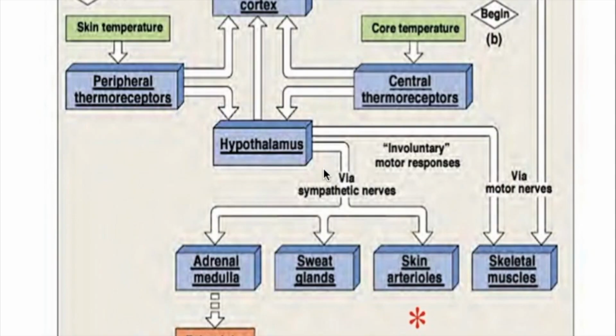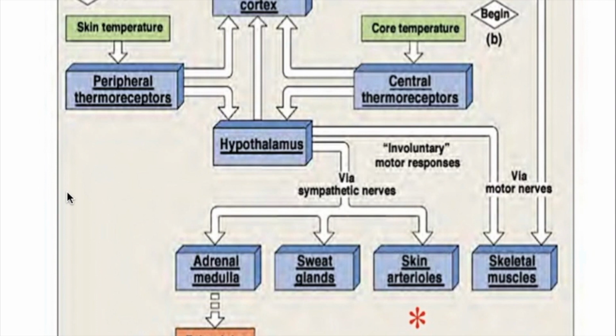So far, you have covered how the changes in the temperature are detected by the detectors, and how the messages of the thermal change are carried to the center, which nerves carry these signals to the hypothalamus. So the hypothalamus, now have a look at this picture. This hypothalamus ultimately receives signals from both the peripheral and the central receptors.